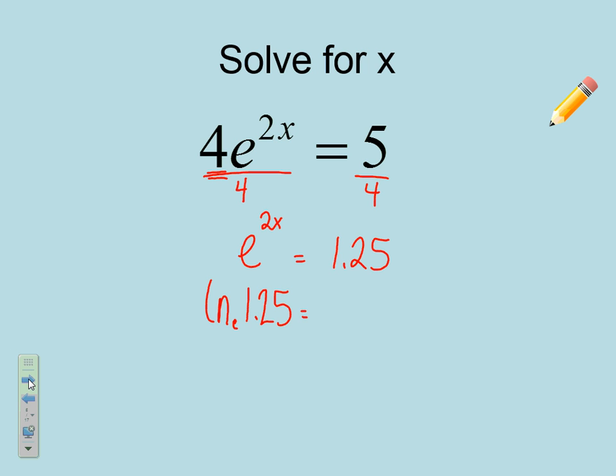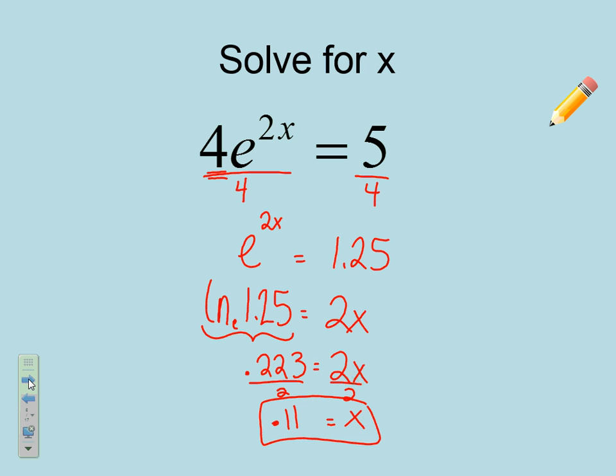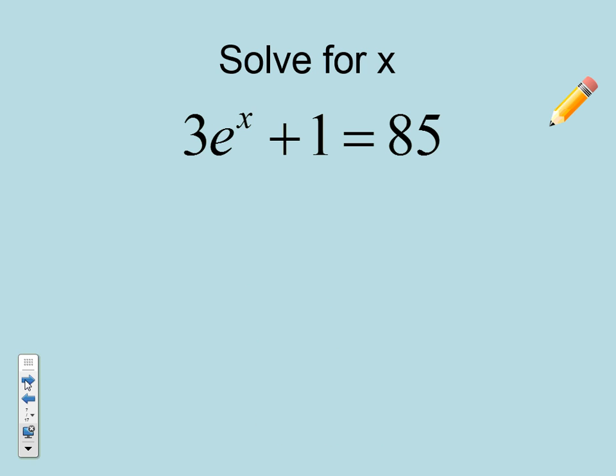1.25 equals 2x. Now this I can get from my calculator. The natural log of 1.25 is 0.223, and that equals 2x. Notice that the x isn't yet alone. We'll divide by 2, divide by 2. X equals 0.11 approximately, okay? So we're working to get x alone. We're doing as much as we can until we have to write it into log form.